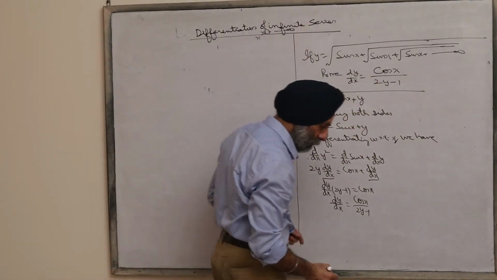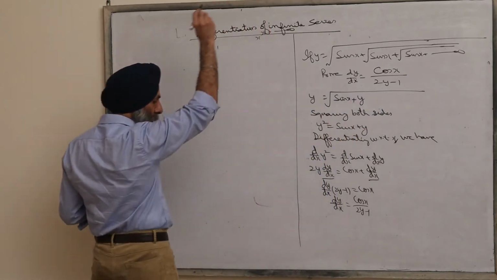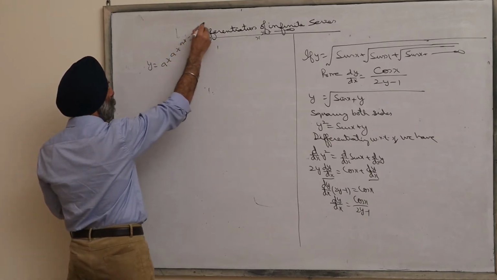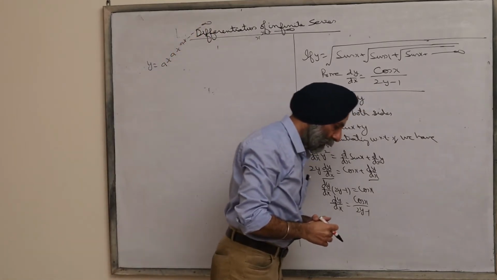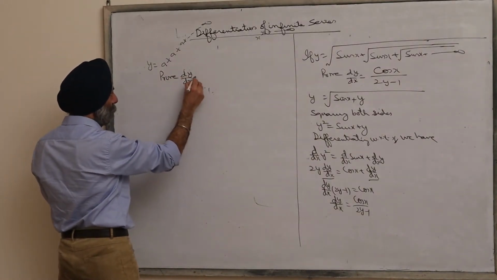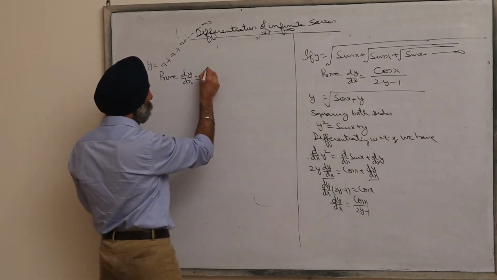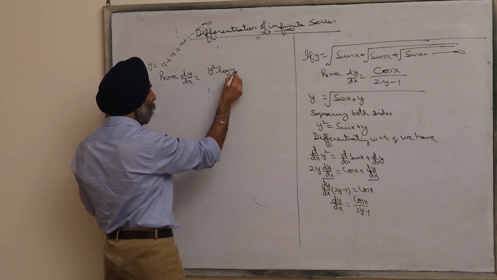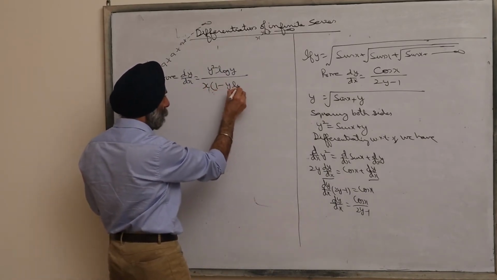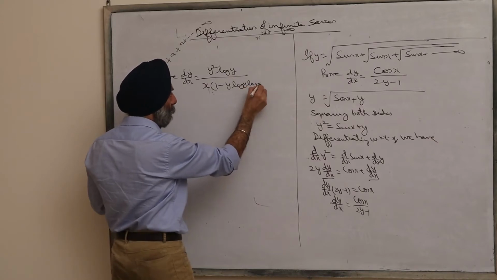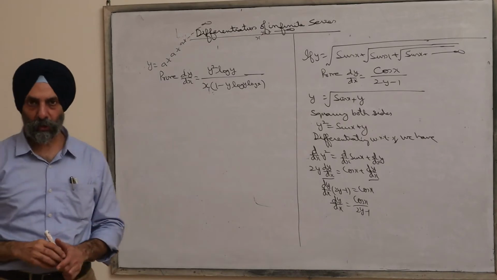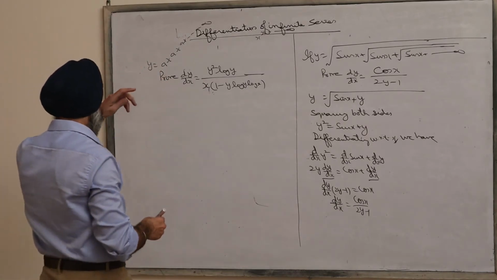Similarly, say the next one is, if y is equal to a raised to power x, a raised to power x, a raised to power x, so on till infinity, then prove that dy over dx is equal to y square log of y upon x into (1 minus y log y) into log of x. So now this is the result which is required to be proved here.